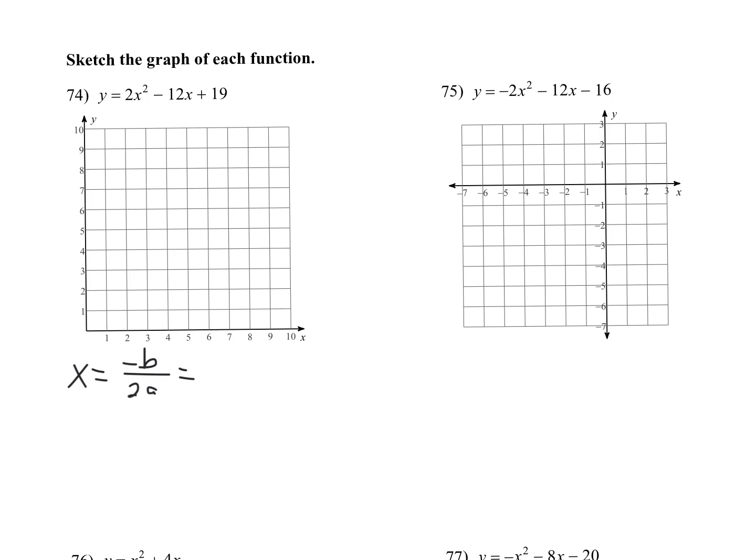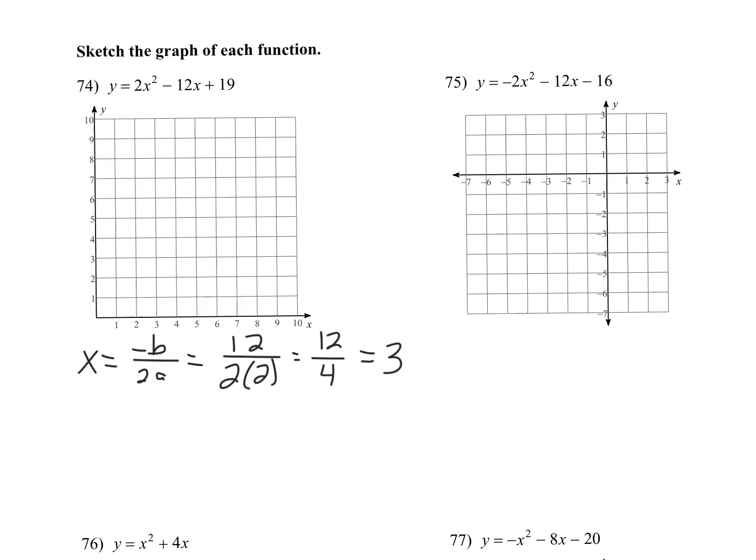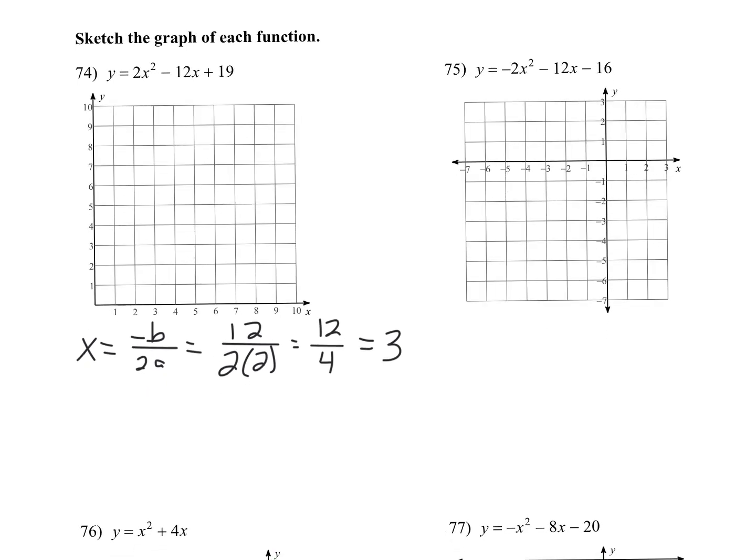For 74, it's negative 12x. Yep, but we just want the number, so just 12. And then A is 2. So we have 12 divided by 4, which is 3. So we have the X value. What else do we need? Y. Now we need the Y. How do we find the Y? Plug your X in. Yep, plug it in.